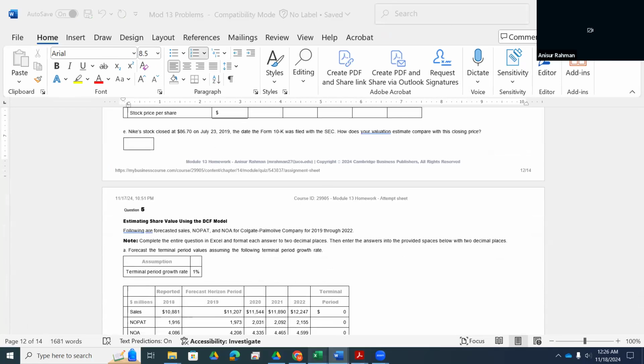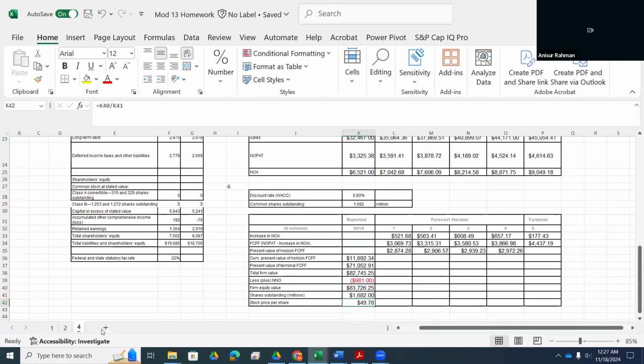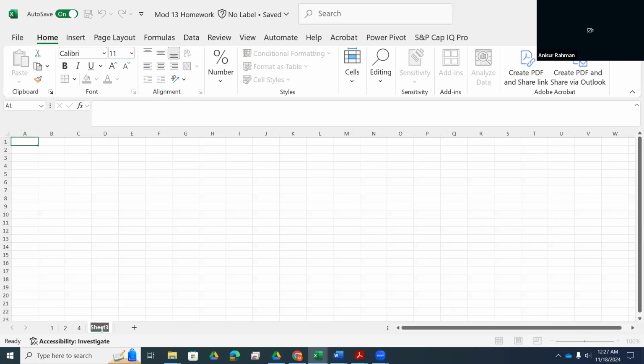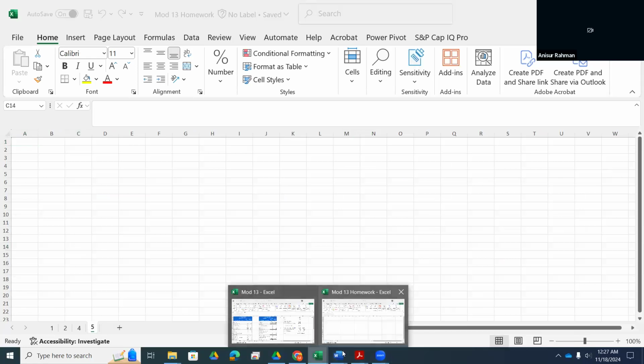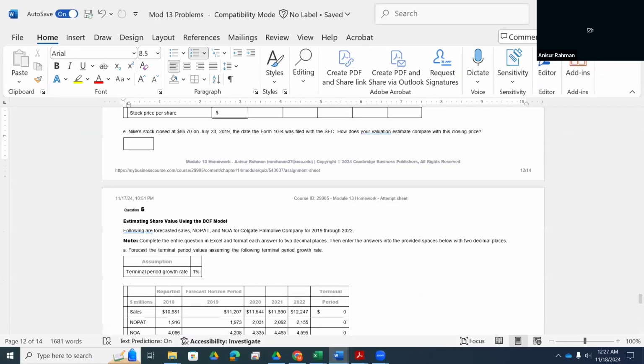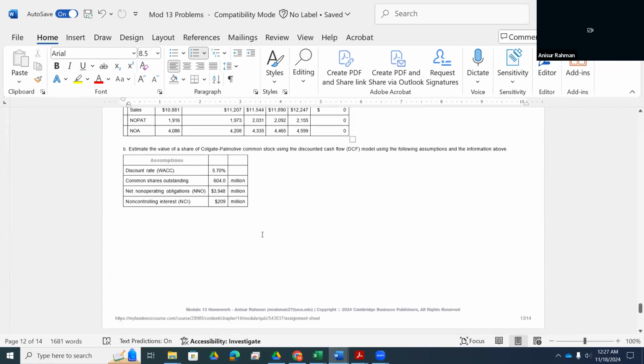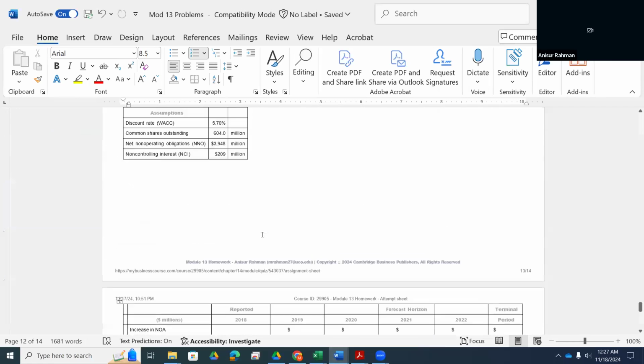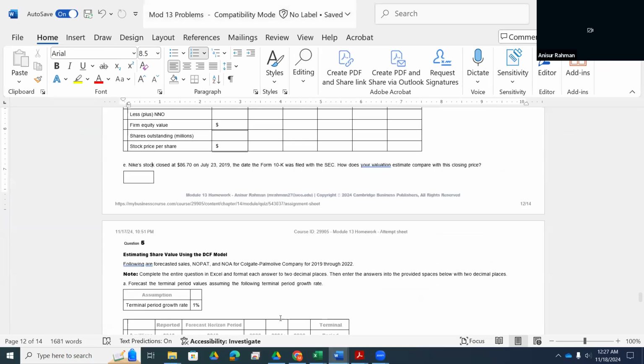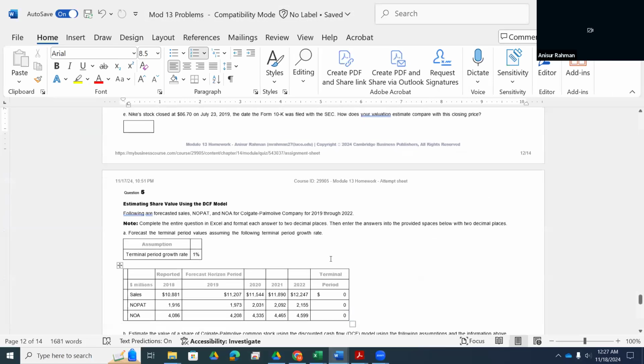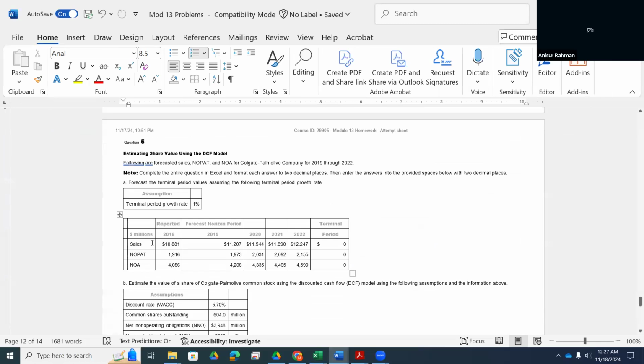Now, question 5. I'll open another empty sheet, rename it as 5. So 5 is asking us to estimate share value using the DCF. So we have to actually do a similar thing with different numbers. Slightly different actually. First, we have to forecast the terminal period values, assuming the following terminal period growth rate.